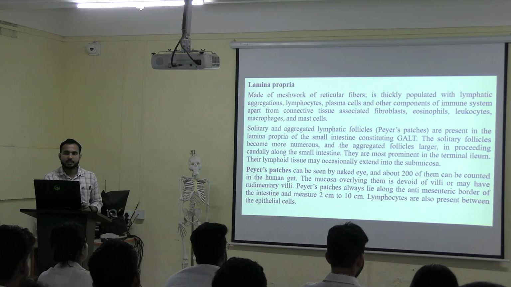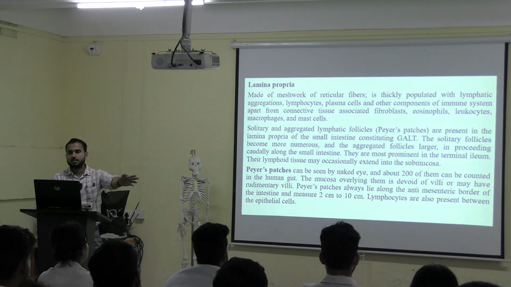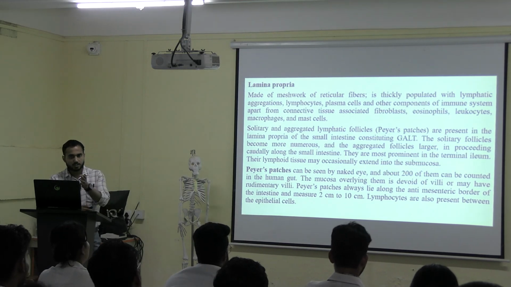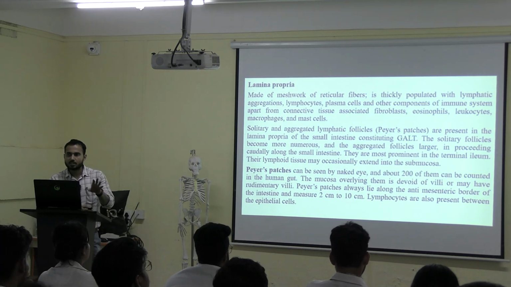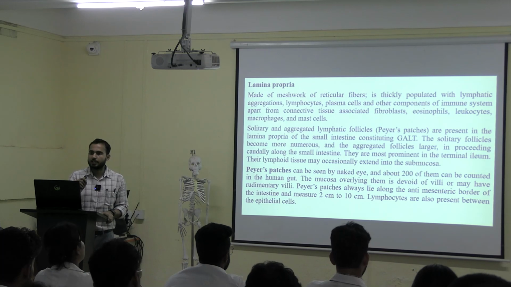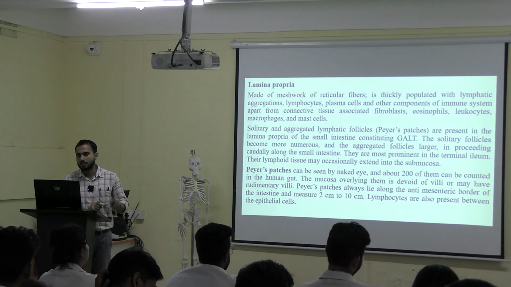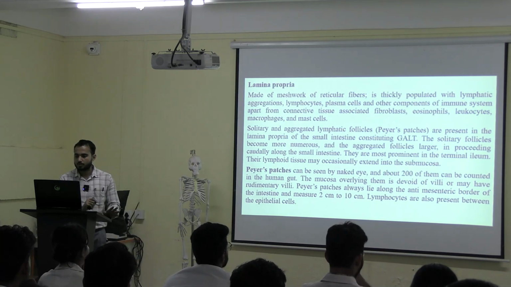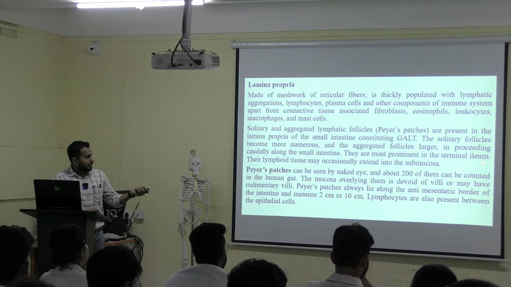Now in case of the small intestine, these Peyer's patches, you will see in the duodenum they are very few. Generally they are not seen. But if you go to the jejunum and ileum, the number of Peyer's patches is more. In the jejunum it is less, in the ileum it is more. That means whenever you focus on the lamina propria of the ileum, you can see this collection or aggregation of lymphatic follicles. These are nothing but the Peyer's patches. Very important. They are most prominent in the terminal ileum.